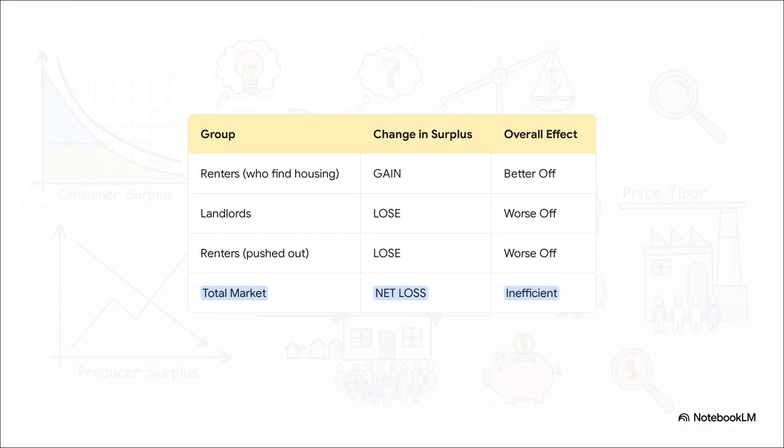And this table just makes the trade-offs crystal clear. Yeah, the renters who snag a rent-controlled place, they're better off for sure, but the landlords lose. The renters who get pushed out of the market by the shortage, they lose too. And what's the bottom line? The total market suffers a net loss. The outcome is, by definition, inefficient.